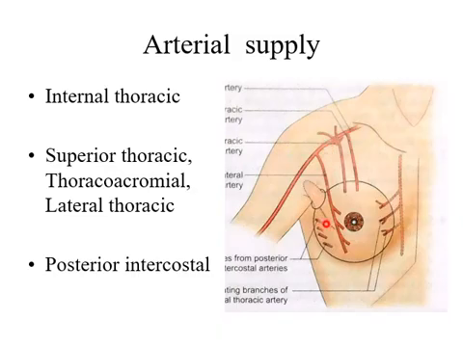And the third set is the posterior intercostal arteries, which supply the lateral part of the mammary gland. So it is highly vascular. The mammary gland is supplied by many arteries: the internal thoracic artery, which is a branch of the subclavian artery, then the superior thoracic, thoracoacromial and lateral thoracic, which are branches of the axillary artery, and the posterior intercostal arteries, which are branches of the thoracic aorta.